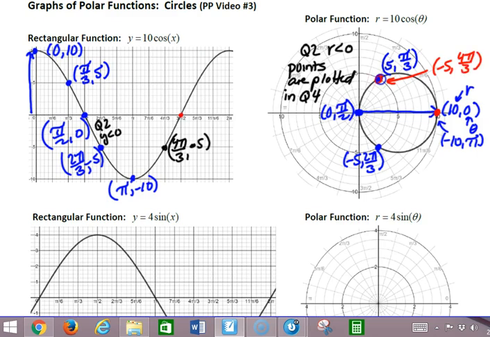Then I get back to 3 pi over 2, 0, which is the same as 0, 3 pi over 2. So 3 pi over 2 is right here. And then I'm up at 5 pi over 3, positive 5, and then I'm at 2 pi, positive 10. So 5 pi over 3, positive 5 is right here. Positive 5, 5 pi over 3 is the same place as -5, 2 pi over 3. And of course 2 pi, 10 is the same as 10, 2 pi here, 10, 0, same point.